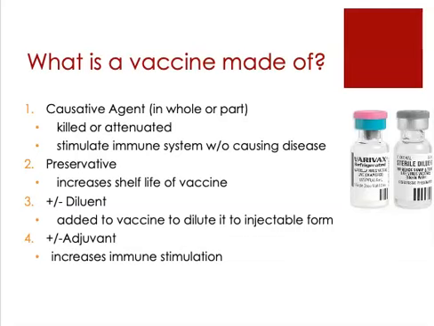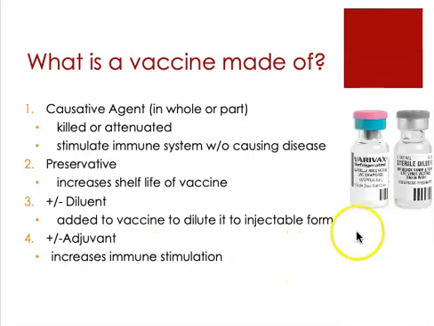Now, there are two other things on this list of ingredients. One is called diluent, and one is called adjuvant. And you'll see that I have plus minus symbols next to each one of those, because these are not necessarily found in every vaccine, but are found in certain vaccines and certain formulations of vaccines. All a diluent is, is a fluid, usually a saline-based fluid, that gets added to a dried version of a vaccine in order to dilute it so that it is in an injectable form.